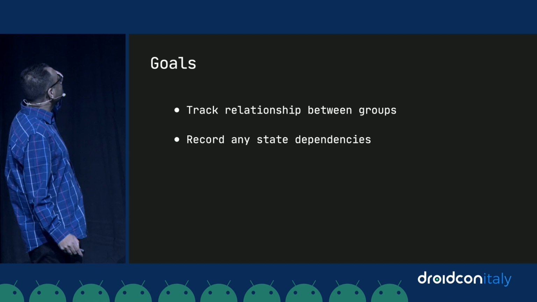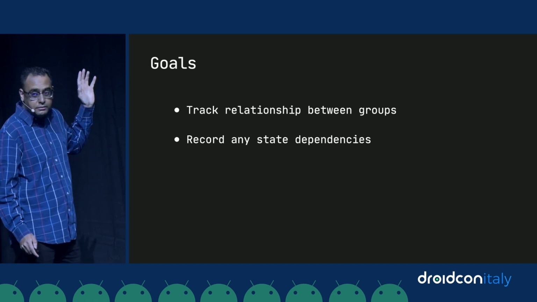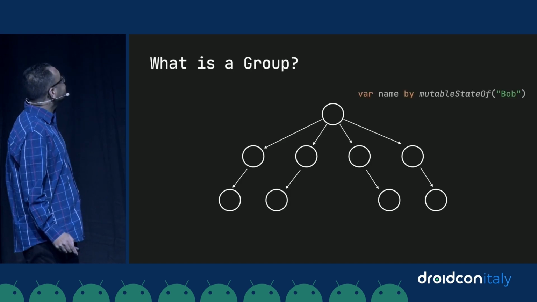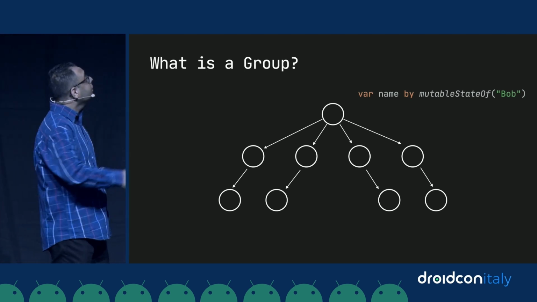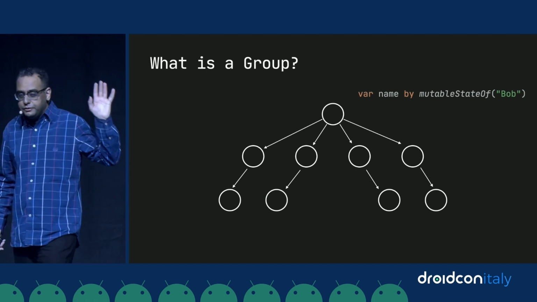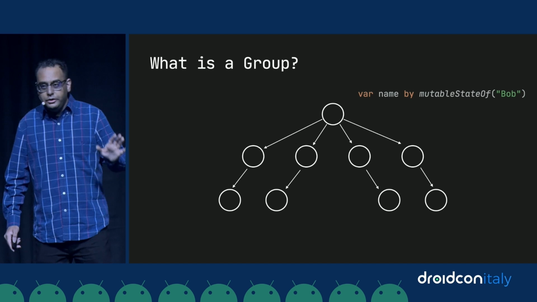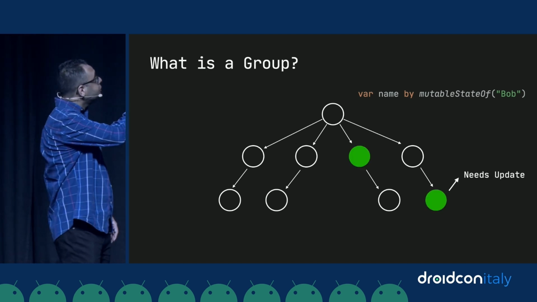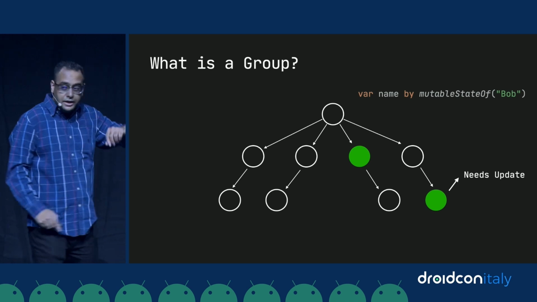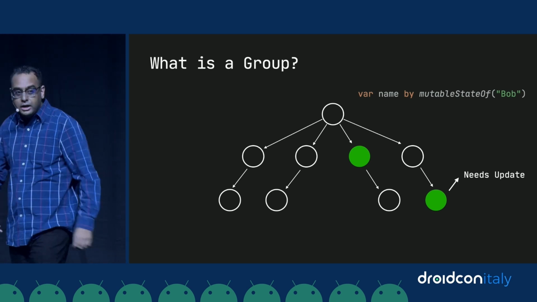We also need to be able to record any type of state that you have. Let me give you an example. Suppose you had a state like this, name right there, and one of these different composable functions relied on it. How do you track that information? Suppose those two nodes right there relied on that state and they need updating. How do you do that?